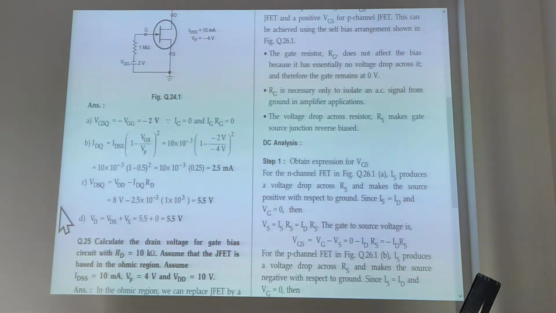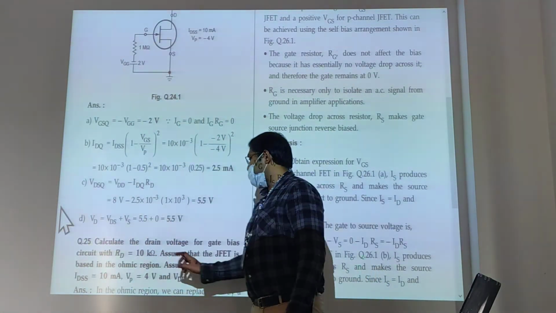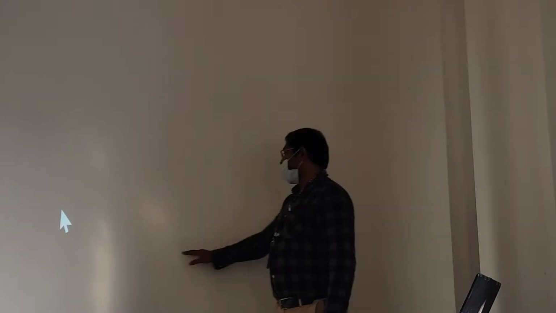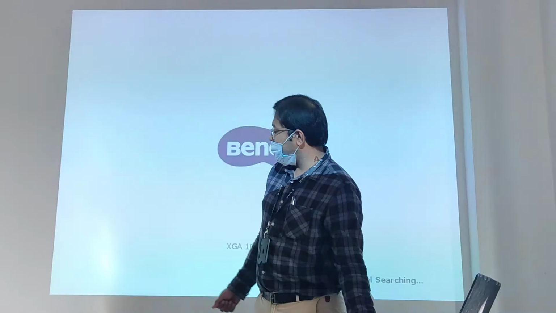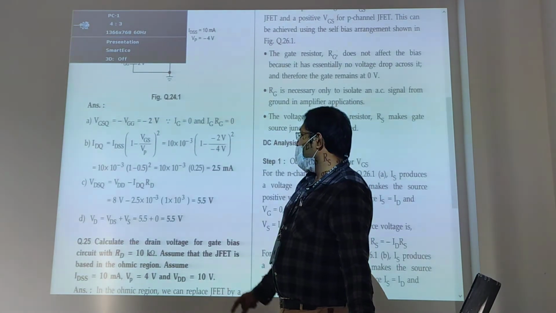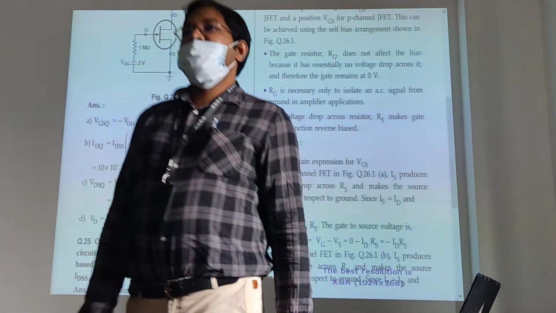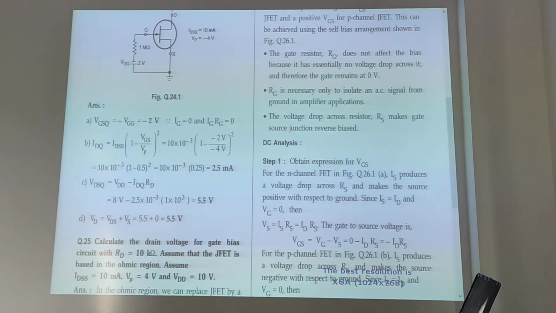Okay. Then RD is given. Assume that the JFET is biased in ohmic region. The question says assume that the JFET is biased in ohmic region. Right? So just tell me, already we have seen gate bias.